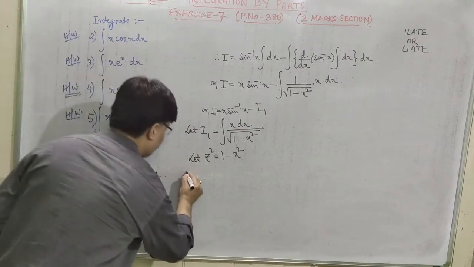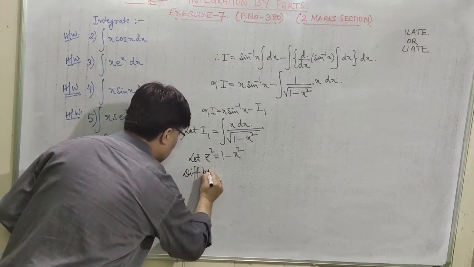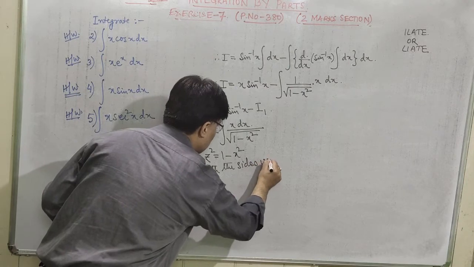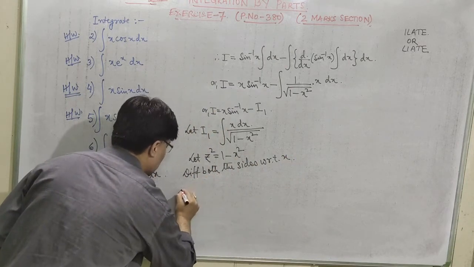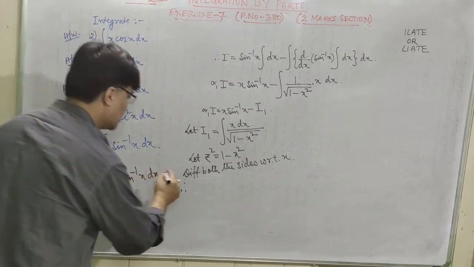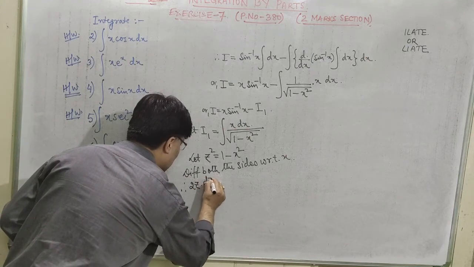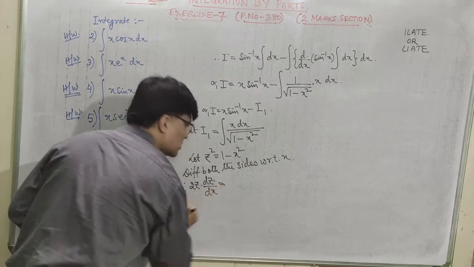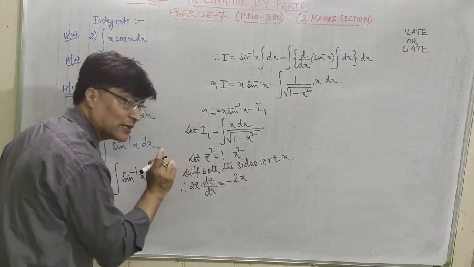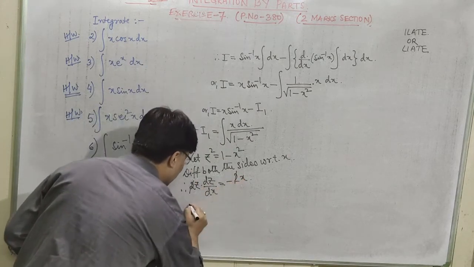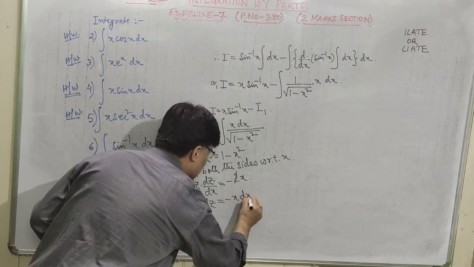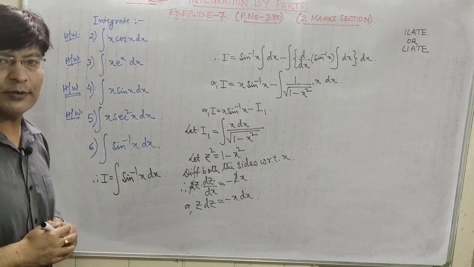So let us differentiate it. Differentiating both the sides with respect to x. What is the differentiation of z square with respect to x? It is 2z into dz by dx is equal to, for 1 it is 0, for minus x square it is minus 2x. Is that clear? So you can cancel these two. Now let us do cross multiplication. So z dz is equal to minus x dx. So I think you have understood it.